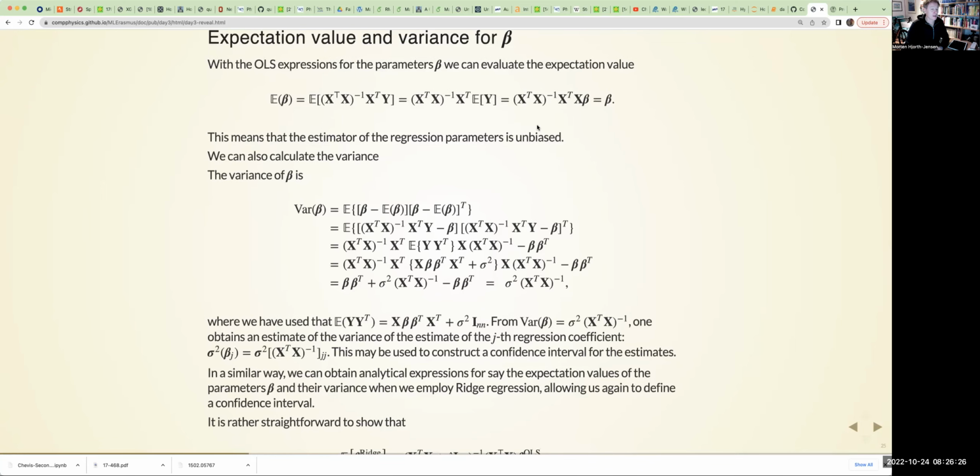So recall again that we made an assumption when we derived ordinary least squares that these parameters beta are deterministic quantities or non-stochastic quantities.